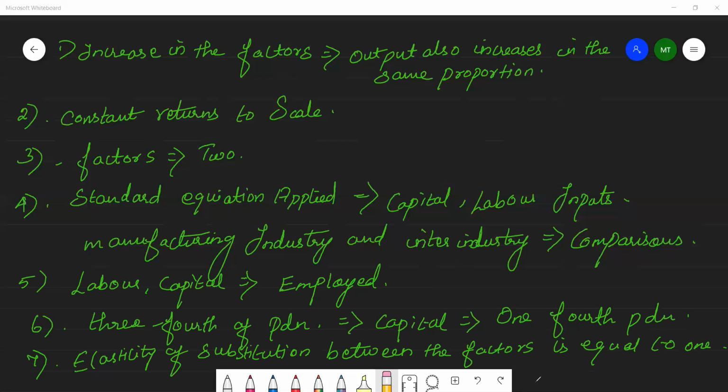Today we discussed the topic of the producer's equilibrium, then the Cobb-Douglas production function. Next class we will see the isocost line and the law of supply.